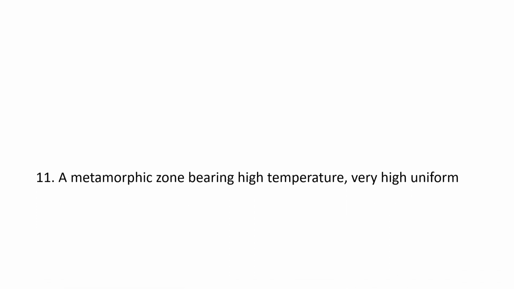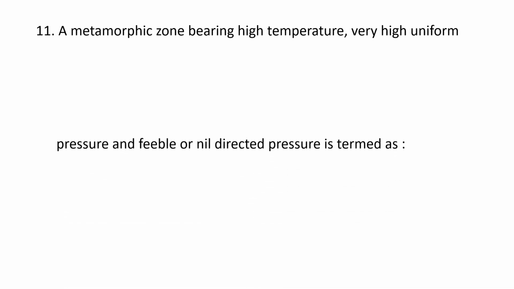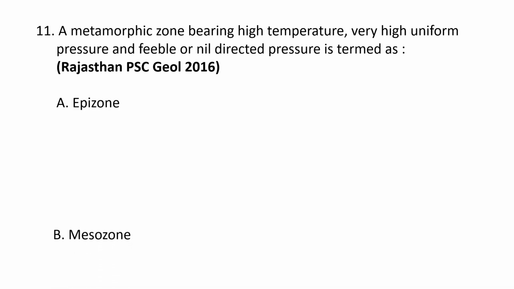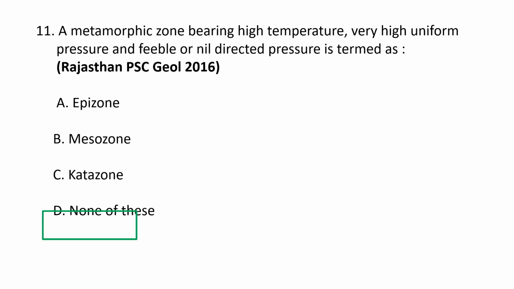Next question. A metamorphic zone bearing high temperature, very high uniform pressure and feeble or nil directed pressure is termed as A. Epizone, B. Mesozone, C. Catazone, and D. None of these. A metamorphic zone which has a high temperature, very high uniform pressure and nil directed pressure is known as a catazone. C is the correct option.